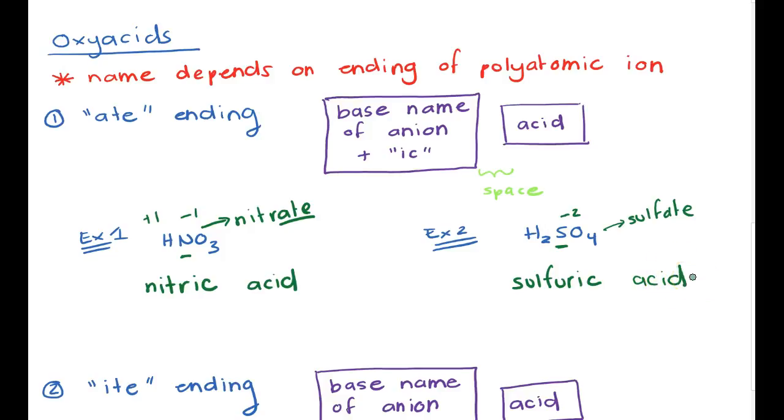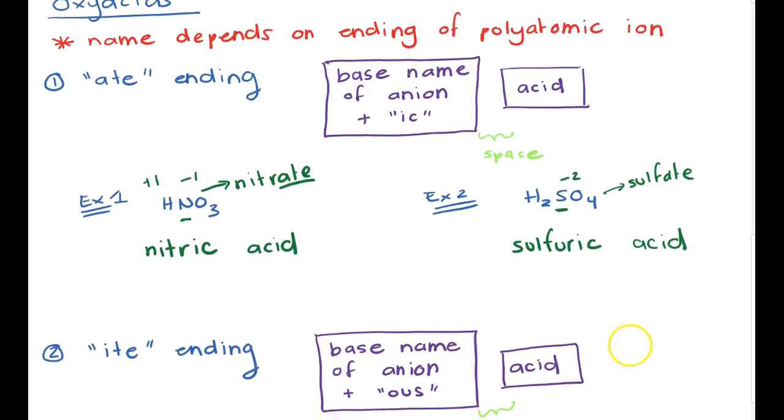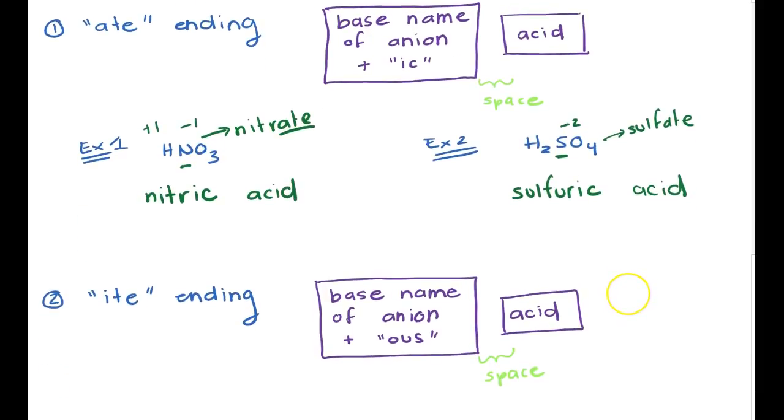Okay. So let's compare that to some polyatomics that have ite as the ending. It's going to change one thing in the name. If our polyatomic has the ending ite, we still have our base name of the anion, but instead of ic, like we saw above, we're going to write ous. And we have a space and acid.